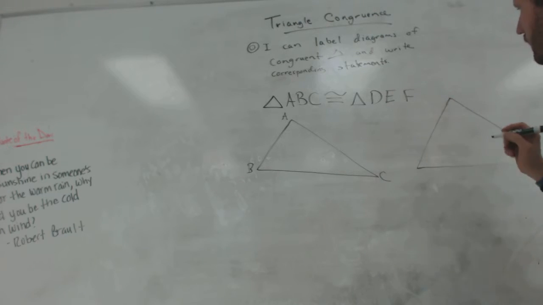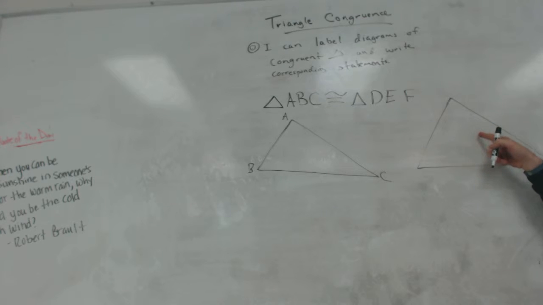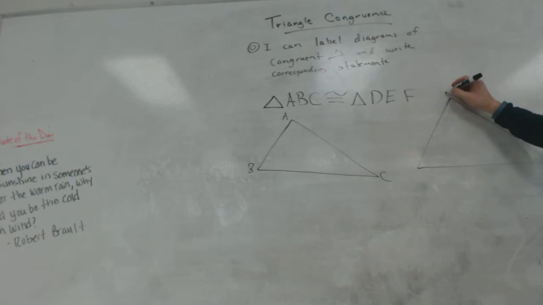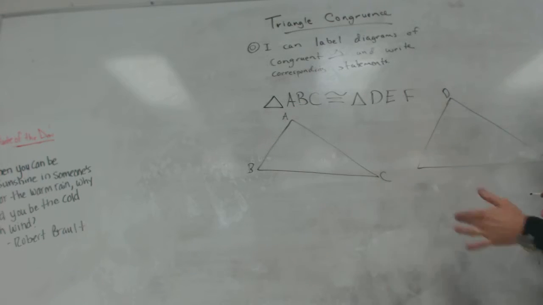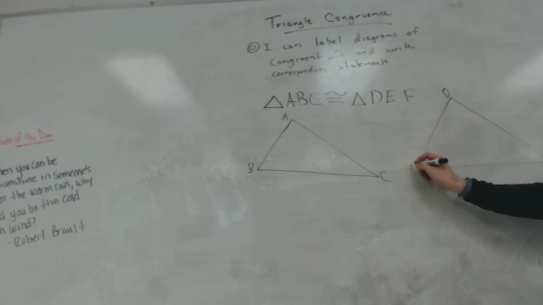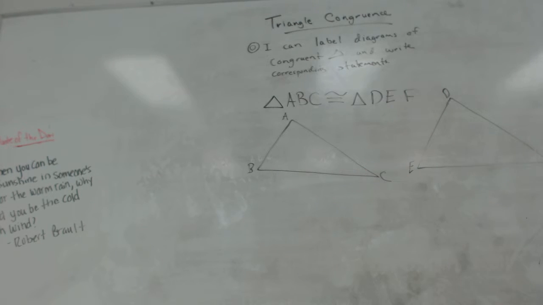Okay, first of all, where should I put the D, the E, and the F on this diagram? D should be at the top. Put D up here, kind of corresponding to where A is. Then E should be down there. E should correspond to where B is, and F should correspond to where C is.